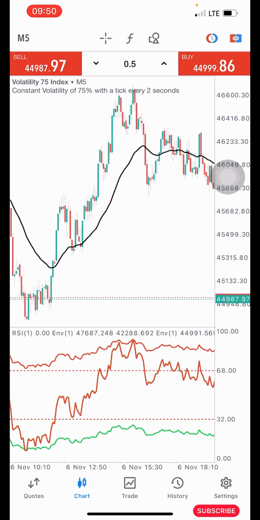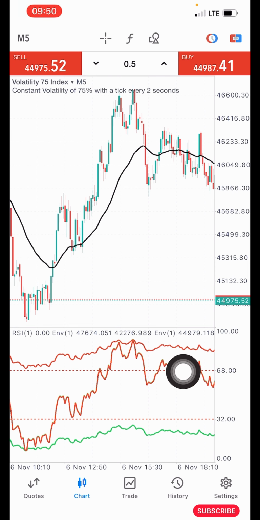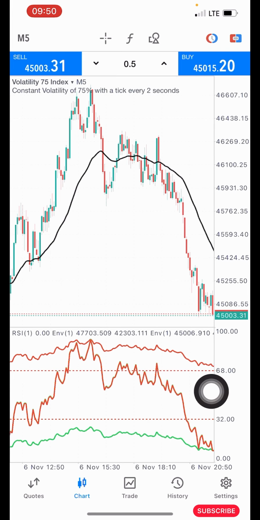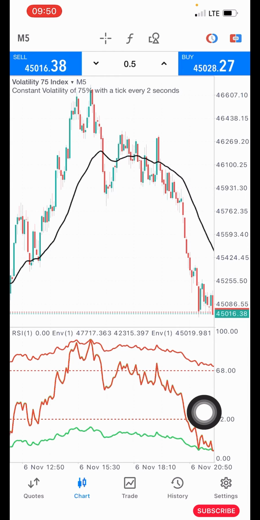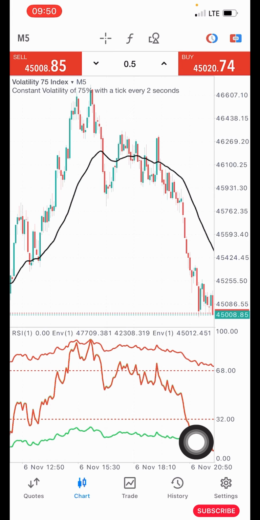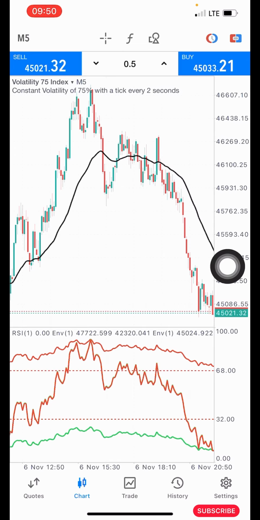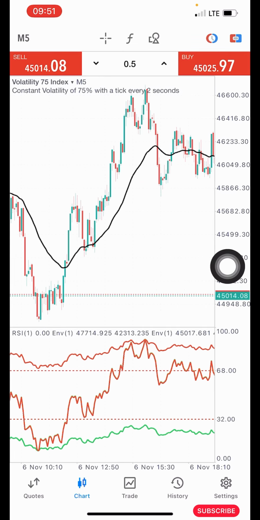Or you can use the indicator as your TP area. You can wait for this red line here to get to this level of 32 area, or you wait for it to get to the green level before you exit the market. So it's as simple as that. That's how simple the strategy is.